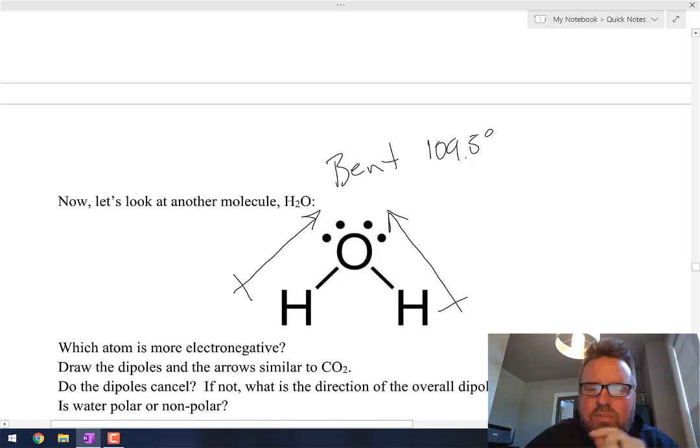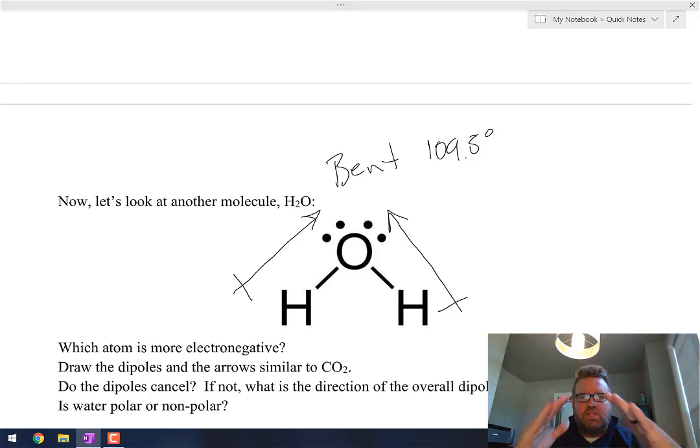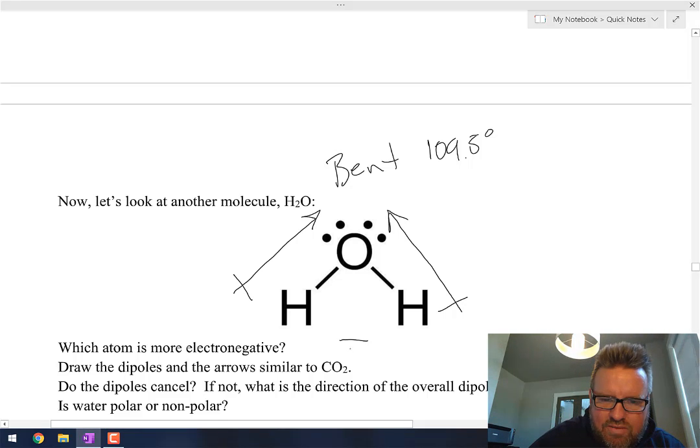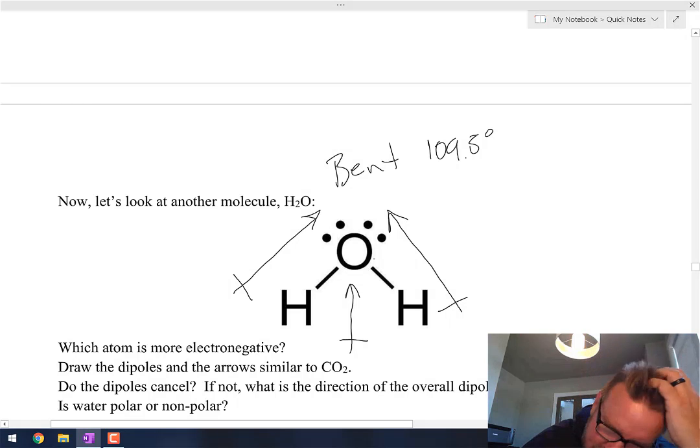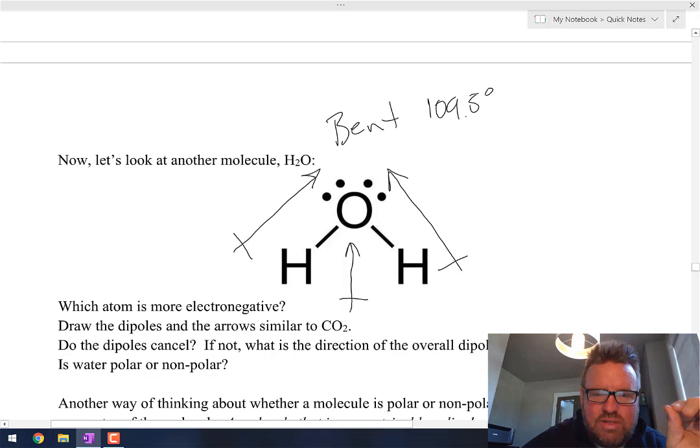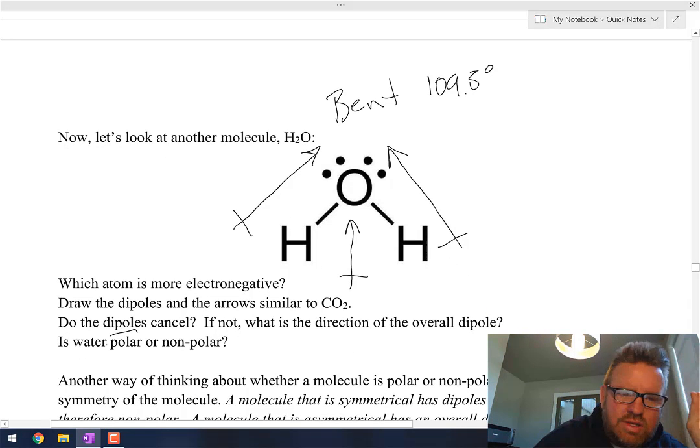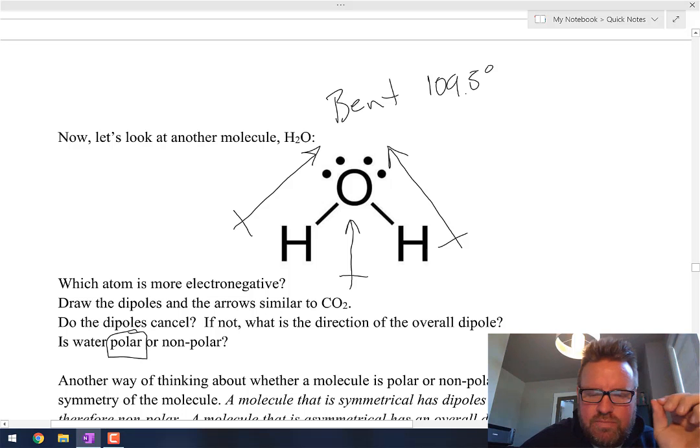Do those dipoles cancel each other out? And the answer is no, they do not. Because one's going this way, one's going this way. If you average those two together, what do you have? What you really have is basically a dipole going like this. And so therefore this molecule does have a dipole moment, and therefore it is absolutely polar.